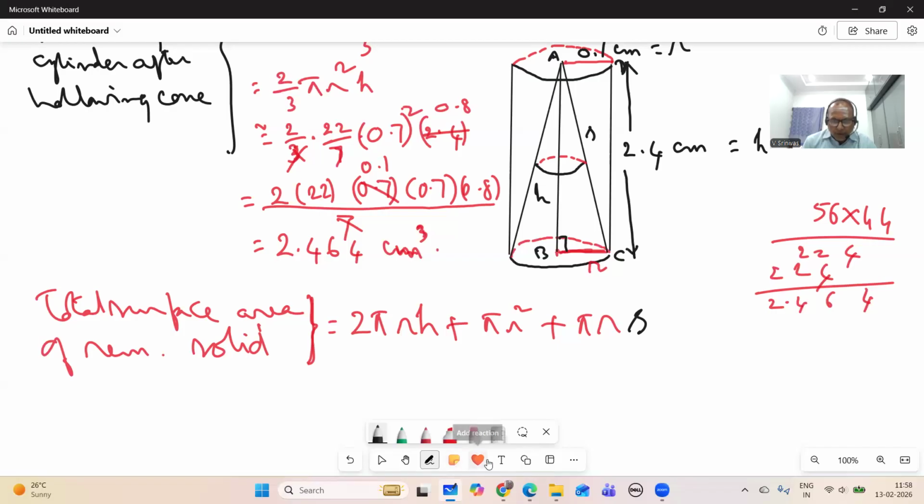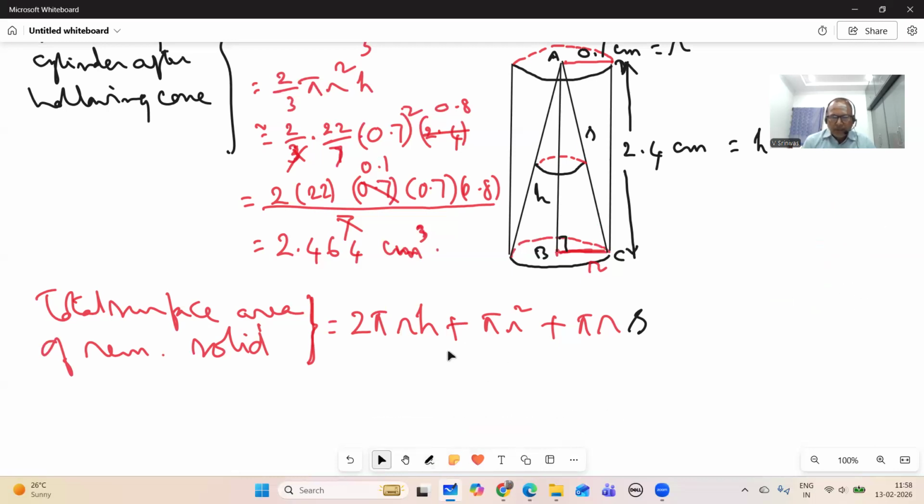To calculate this, we need s, right? Because we already used r and h. r is 0.7 centimeters and h is 2.4 centimeters. We need s. How to calculate s? s is equal to the square root of h square plus r square.